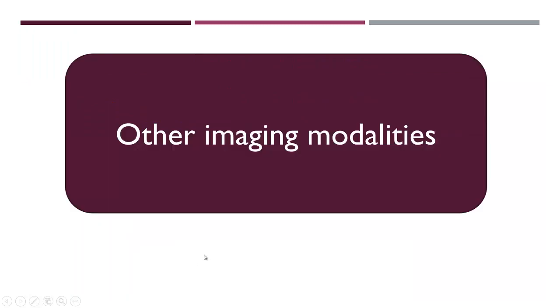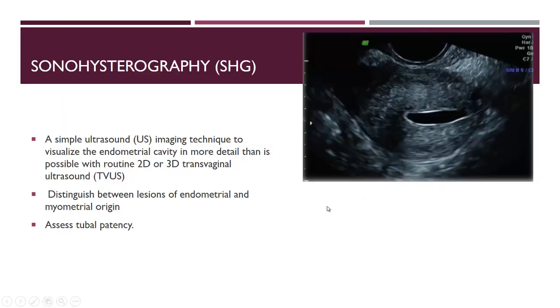What are the imaging modalities for assessment of the fallopian tubes? All of them are of lower importance compared to hysterosalpingography. Sonohysterography is a simple ultrasound imaging technique to visualize the endometrial cavity in more detail than is possible with routine 2D and 3D ultrasound. It can distinguish between endometrial and myometrial origin and assess tubal patency, but here we can only see the tubal patency; we could not assess if the tube is healthy or not.